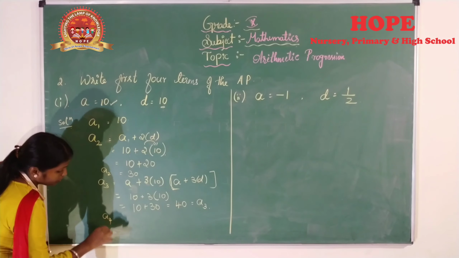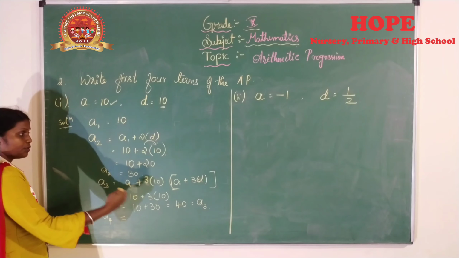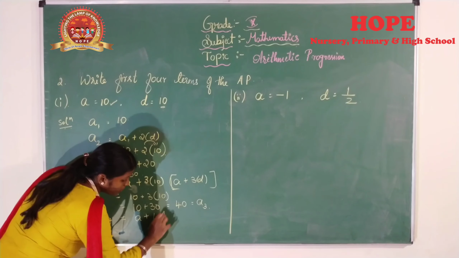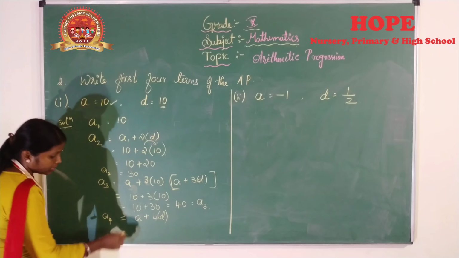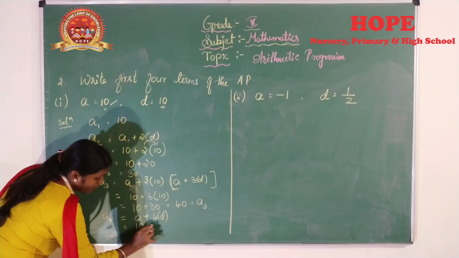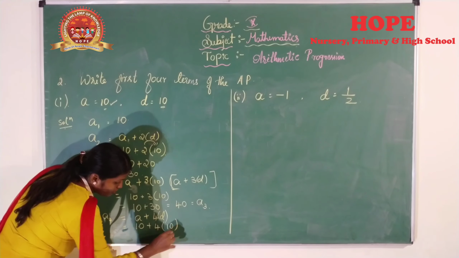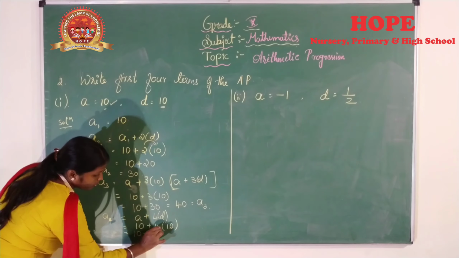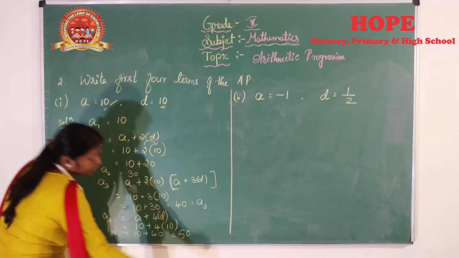Then finally we have to find out the fourth term. To find the fourth term also, the procedure will be the same, A plus 4 into D. In the place of A, the given value is 10, plus 4 as it is. In the place of D, the given value is 10. Substituted, then 10 plus 4 times 10 is 40, which is equal to 50.